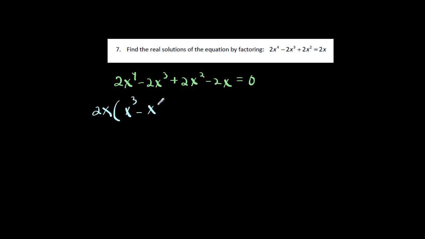Alright, so review. Find the real solutions by factoring. So let's get everything on one side and put it in order. It's in order, it's all on one side, so let's factor out any GCF, which is 2x. So we're going to have x cubed minus x squared plus x minus 1.